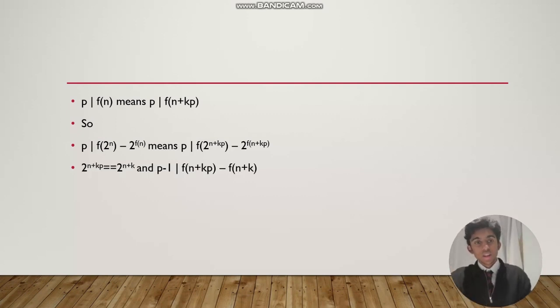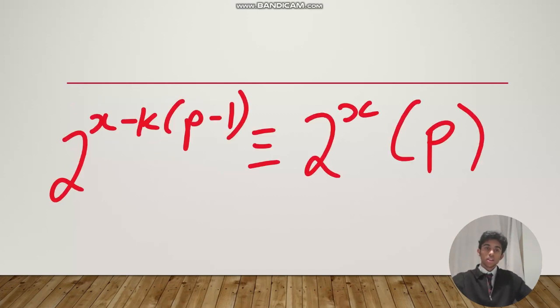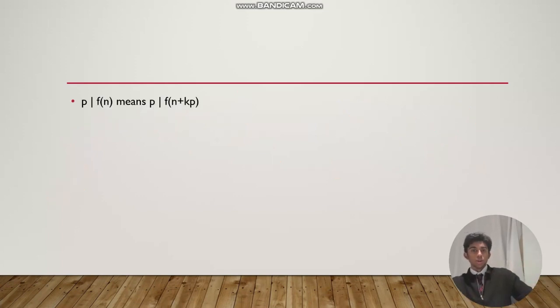Now, notice that if we look at the remainder mod p, since we're focusing on divisibility by p, the remainder is all that matters. If we're looking at the remainder, 2 to the n plus kp has the same remainder as 2 to the n plus k. The reason being, this beautiful slide over here, where 2 to the x is congruent to 2 to the x minus k times p minus 1.